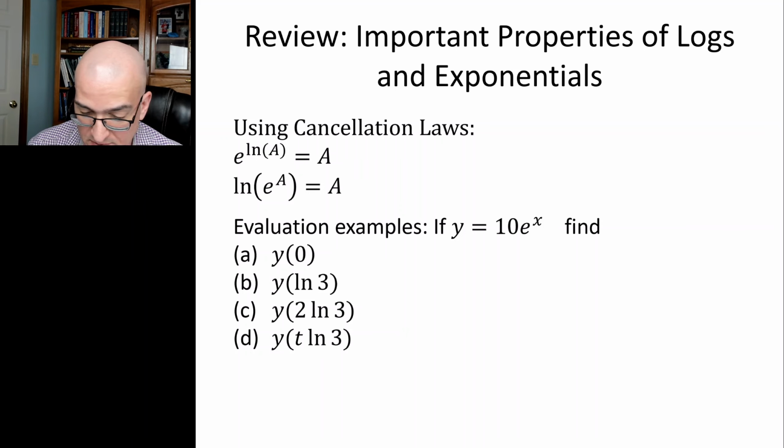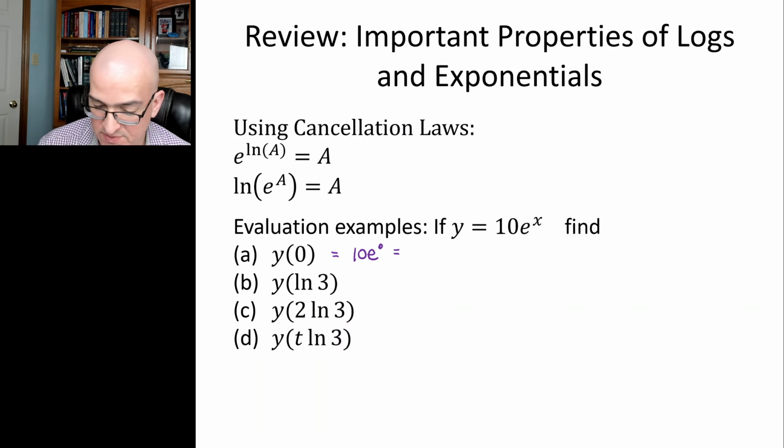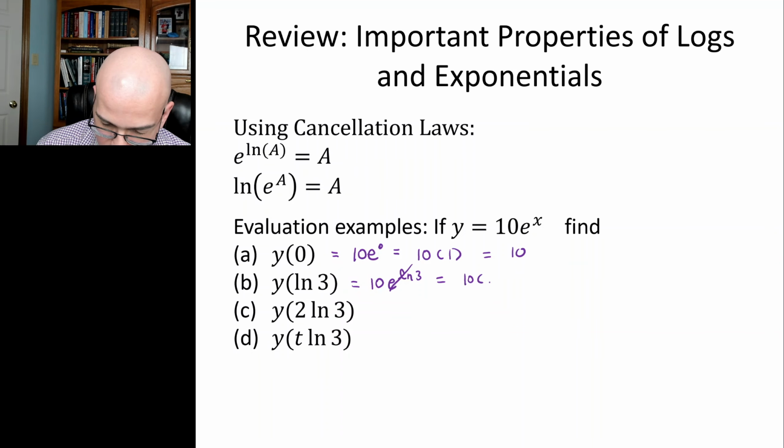All right, so in this problem, we're asked to evaluate the function y equals 10 e to the x at different x values. At first, we want at 0. So we're going to have 10 times e to the 0, replacing x with a 0. So 10 times anything to the power of 0 is 1. So 10 times 1, which is 10. Next one, we're evaluating at x equals ln 3. So we'll have 10 e to the ln 3. We can use the cancellation law. So 10 times 3, which is 30.